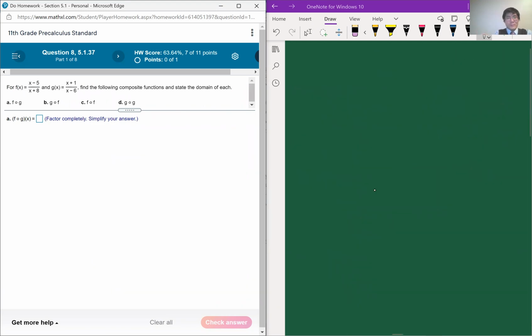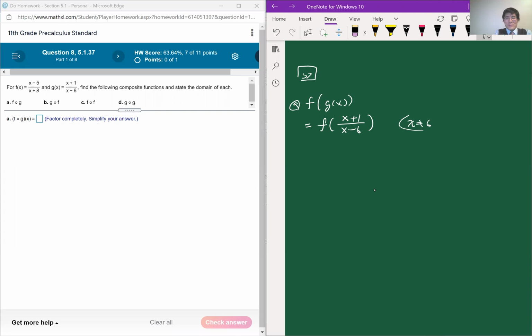Now number 37. Again, it's a composition of two fractions. Part A is f of g of x, which is f of x plus 1 over x minus 6. Clearly, the domain is everything except 6. Now you plug that into f of x, so it's going to be input minus 5 over input plus 8. And the restriction is that the denominator is not equal to 0, so this cannot be equal to 0. This is another restriction.